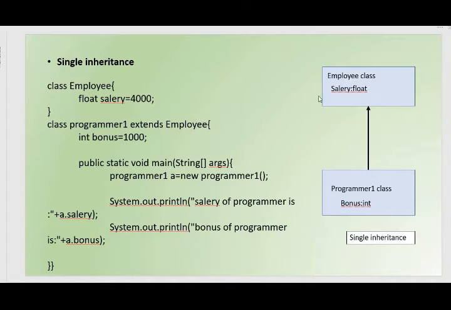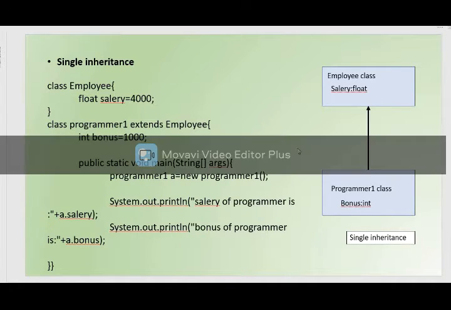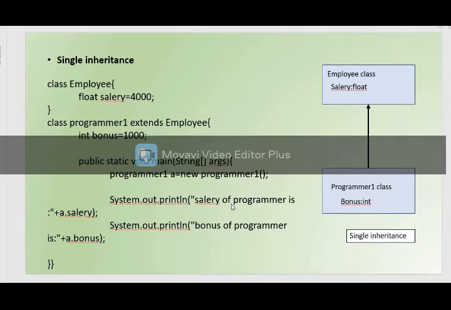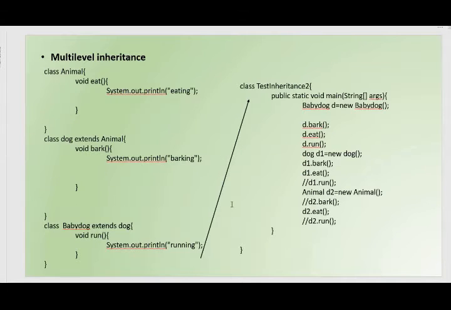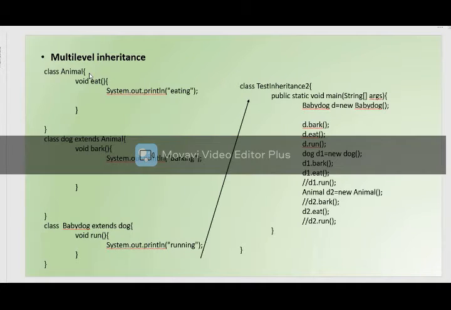And this is the sketch for that program. I think you can get the idea about single inheritance. Let's move to the second one, multi-level inheritance. You can see that there are several classes. Class Animal is the first one. We call it a superclass. It has only one method.